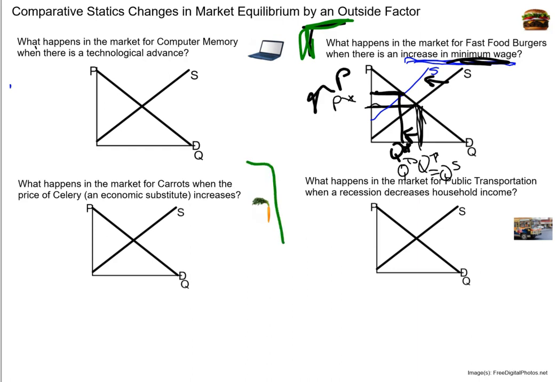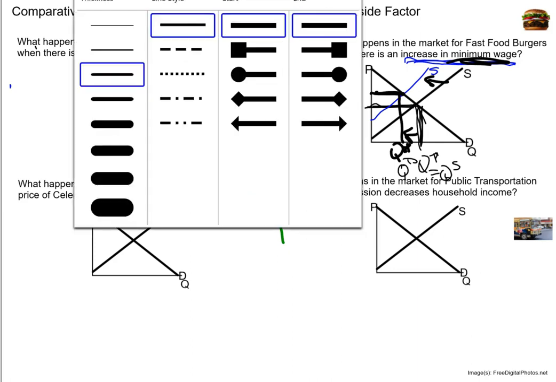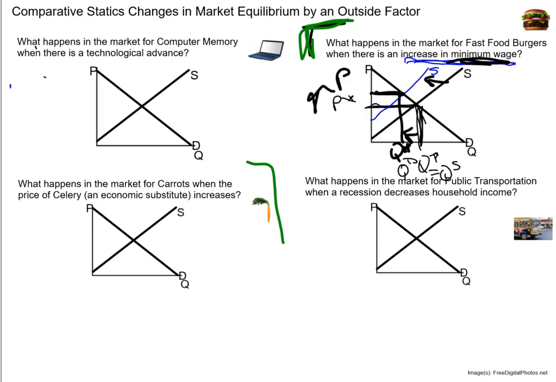Number one, what happens to the market for carrots when the price of celeries increases? So again, step one, I make sure I establish first my market equilibrium. So I've got my P star and I've got my Q star. What market am I talking about? Am I talking about the market for carrots or the market for celery? Careful, right? This is where the substitutes complements things come in. This is the market for carrots.